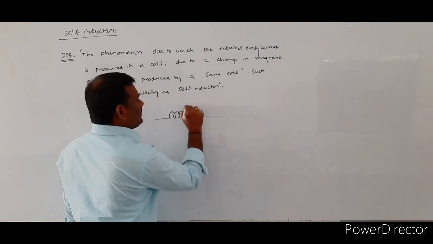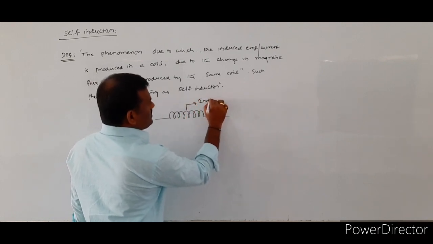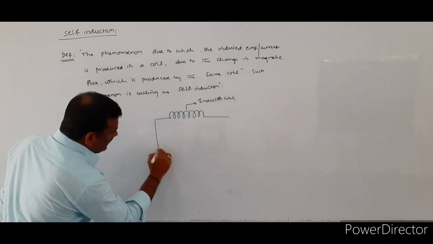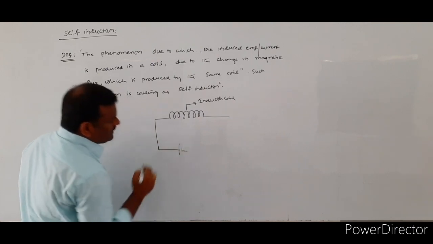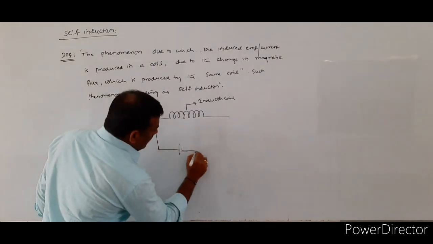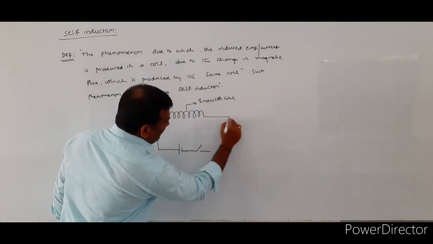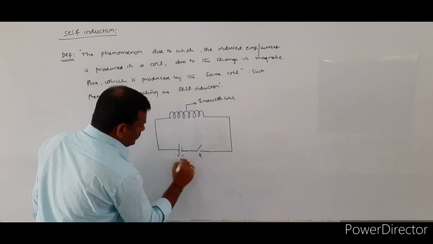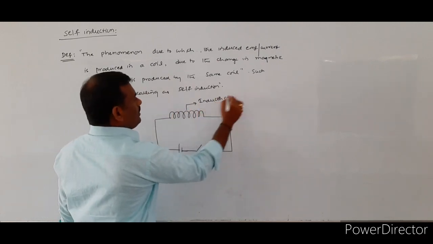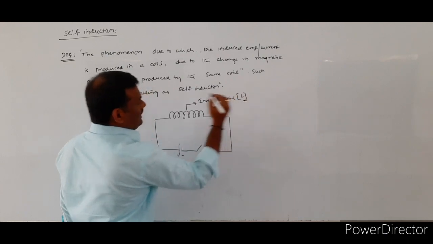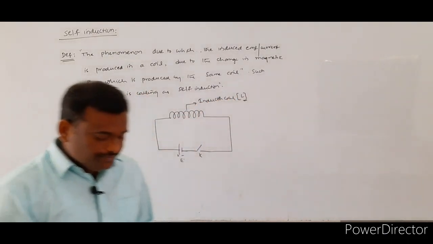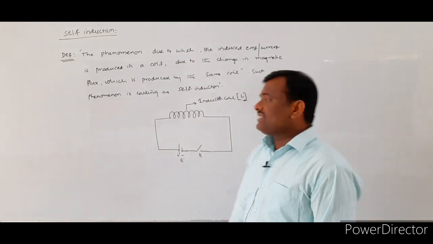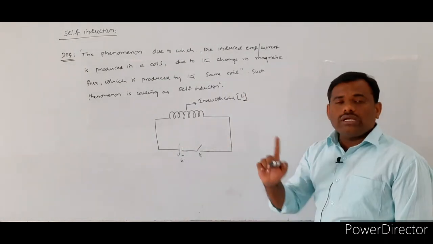So how is it produced within the same coil? To explain self-induction we consider an inductor coil. This inductor coil is connected to a battery. Along with the battery, a key is connected in series, as shown in the figure. The inductor coil is represented with the symbol capital L, inductance. Here, to explain the concept of self-induction, we consider only one coil.